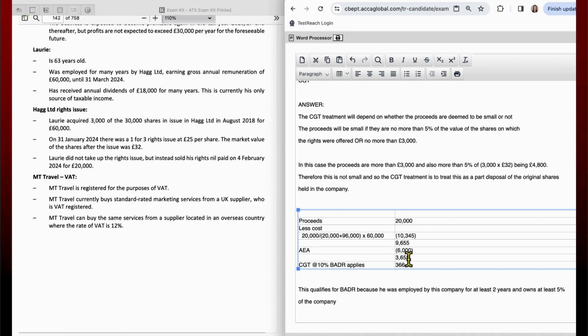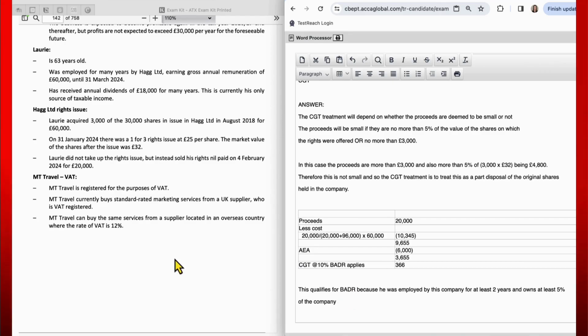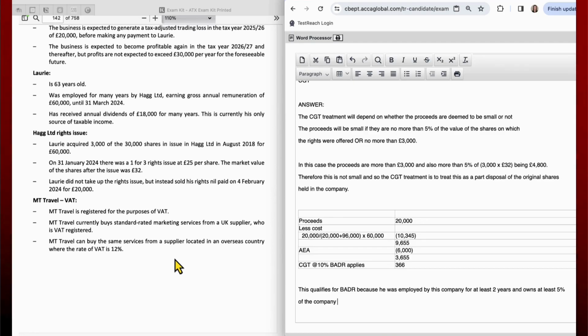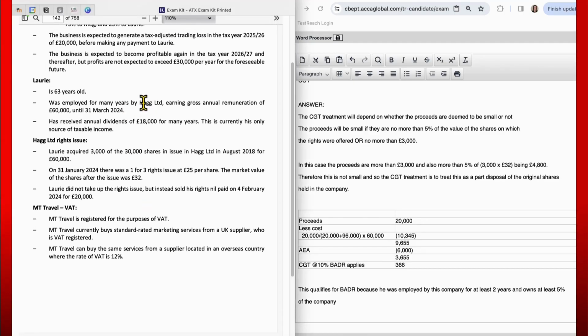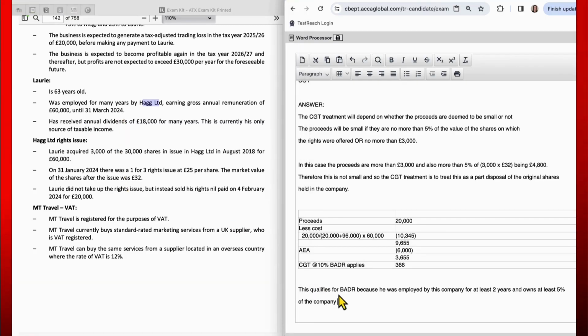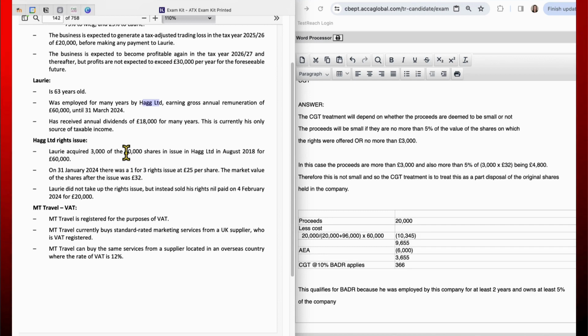And we get to take away an annual exempt amount, and we get to tax at only 10% because it qualifies for business asset disposal relief. Why? Because if we look at Laurie, we're told that Laurie was employed by this same company and had been for many years, and therefore had been for the 2 years leading up to this deemed part disposal, this rights issue, where he sold away his rights for the new shares, and he owns at least 5% of the company because there were 30,000 shares in issue and he had 3,000 of them. So he had 10% of the company.